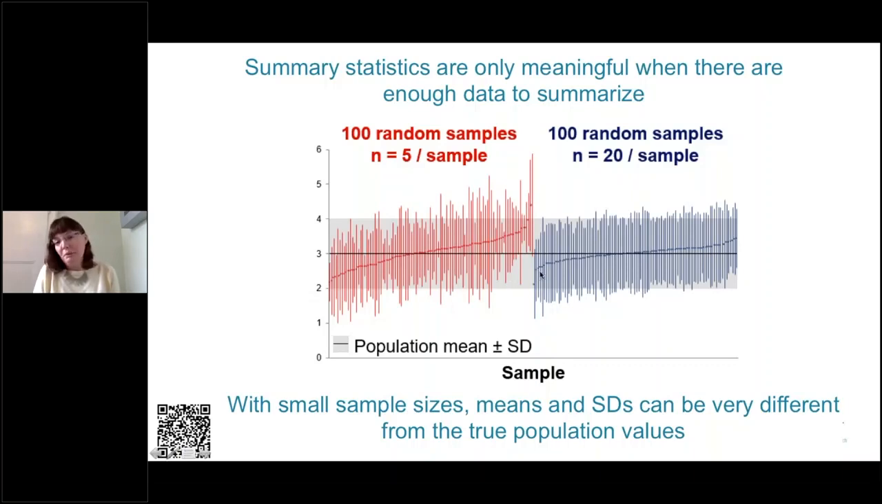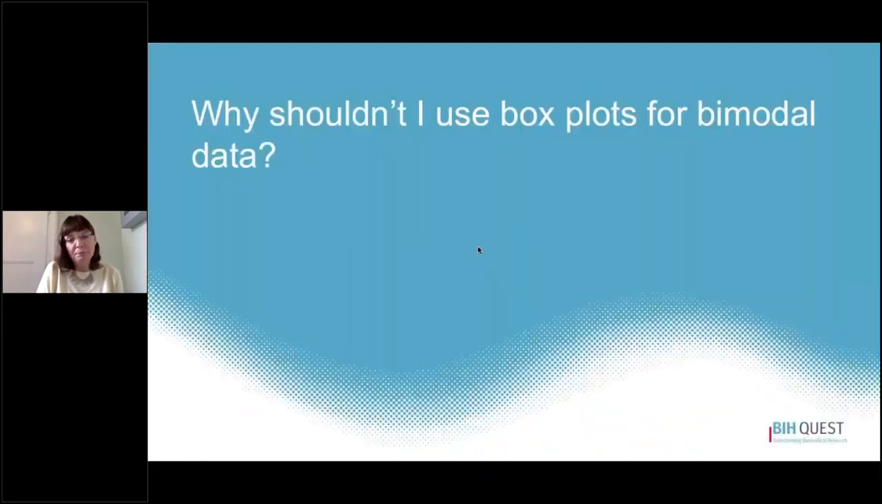In contrast, when we have a larger sample size, the summary statistics are much closer to the true population values, so we can have a little bit more confidence in the values that we're reporting. And so this is why the summary statistics may not be so meaningful or valuable when you have a very small data set, and you might just want to show the dot plot with the mean or median line.